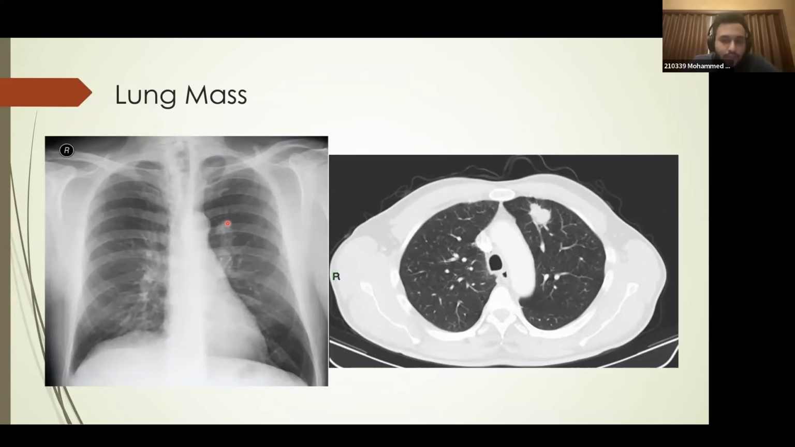So to best visualize where the lung mass is, you do a CT, okay? And this is in what window? Lung window, excellent, good. So you see over here, this is the mass, and this is clearly a lung tumor, lung cancer, most likely. We're going to have to do a biopsy, and I'll explain how to do that later, inshallah.